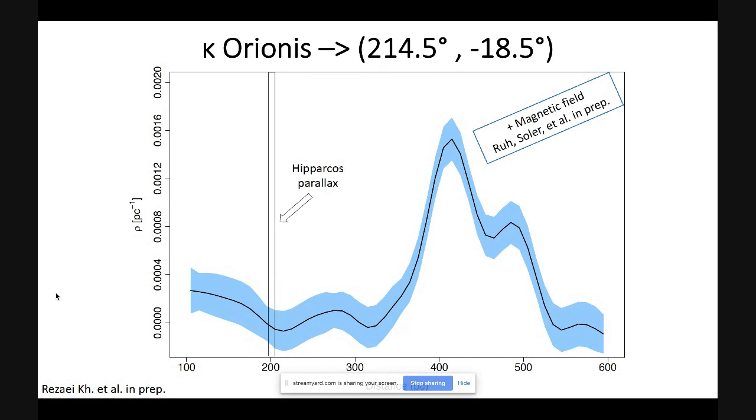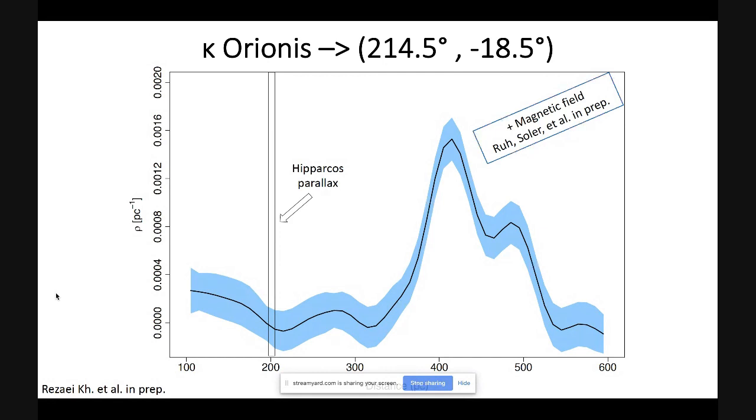And actually, there is intensive work on this with Juan Soler and his student Ru, who are working on the magnetic field towards this very interesting region, and they want to figure out how the dust, gas and magnetic fields are related. And I will refer you to Juan's talk tomorrow that will talk more about the magnetic field towards this prototypical object.